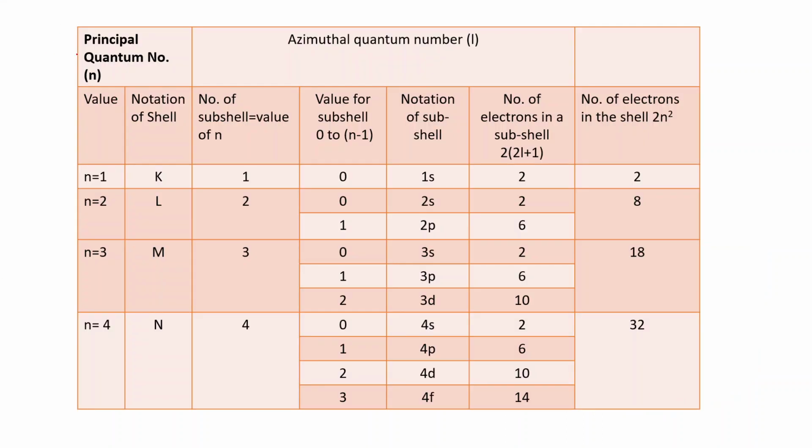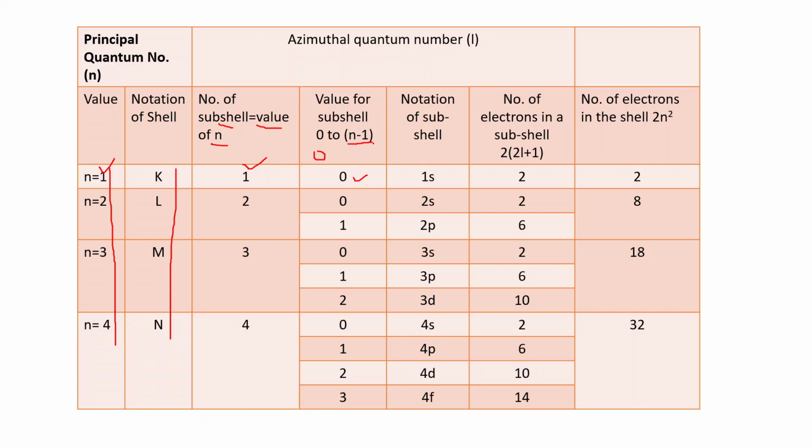Now this table indicates the principal quantum number along with the azimuthal quantum number. Just try to understand. These are the values for the principal quantum number, that is n, and these are the notations of the shell. Now we can find the number of subshells in a shell, which is equal to the value of n. If n is 1, then there is 1 subshell, and this one subshell has the value of 0. Why 0? Because the value of l starts from 0 and ends at n minus 1.